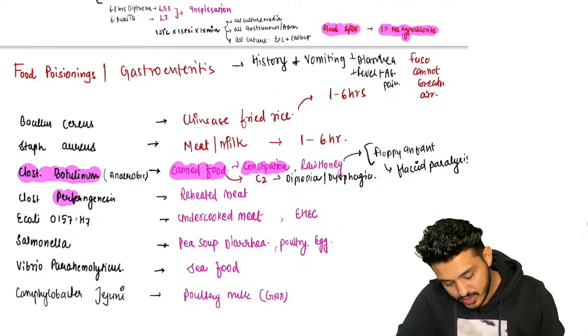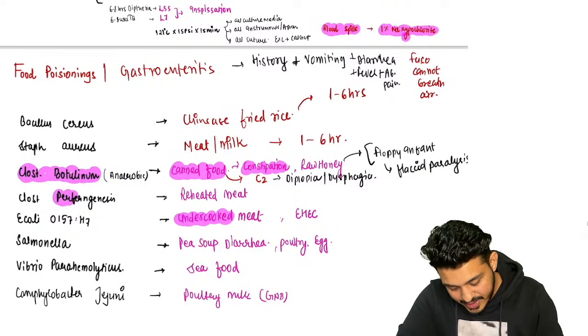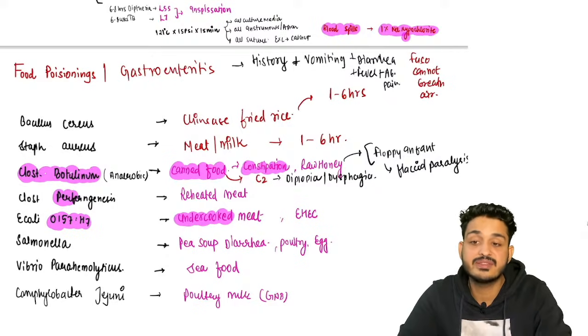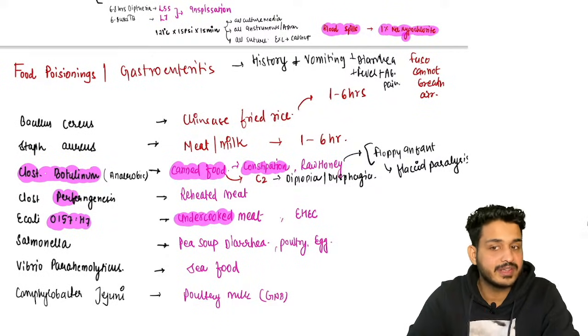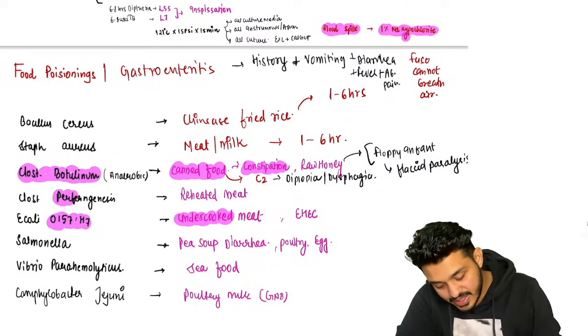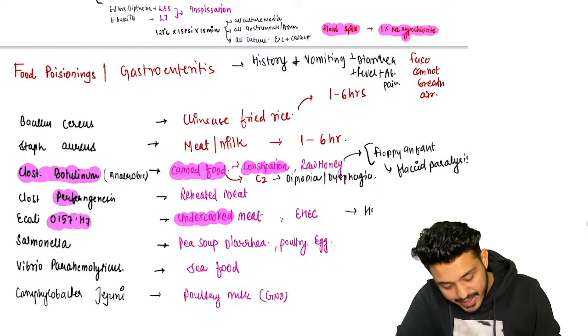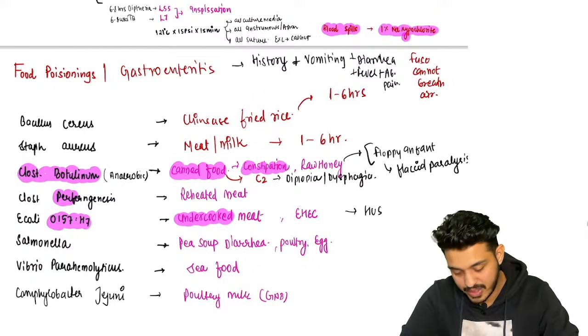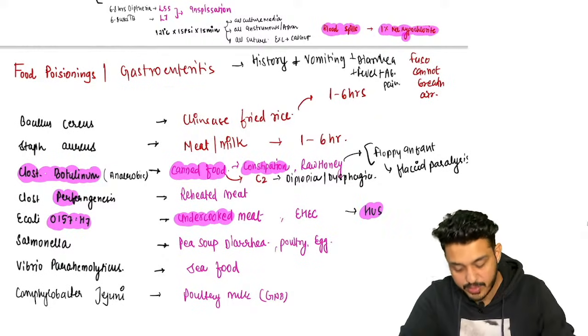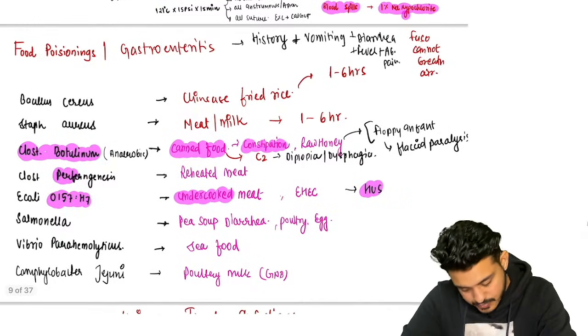E. coli can lead to what? Undercooked meat. If you are eating E. coli, which strain? More specifically, very important, O157:H7 is associated with hemolytic uremic syndrome and also hemorrhagic colitis. Very important information. This is going to be O157:H7.